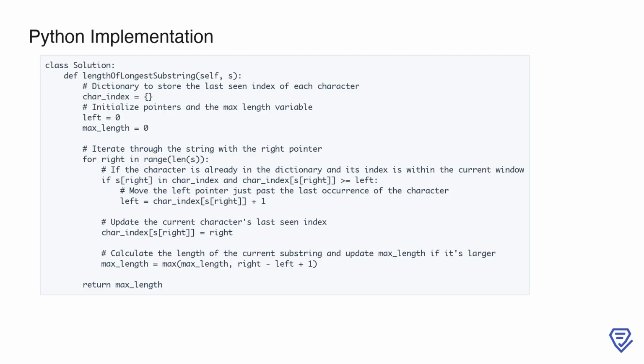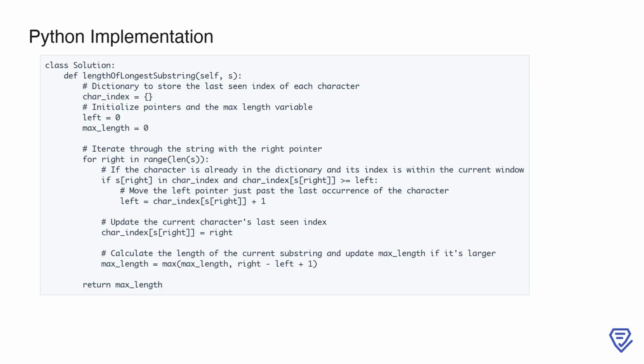sliding window technique. First, we initialize a dictionary char_index to keep track of the last seen index of each character in the input string s. The left pointer is initialized to 0 and represents the start of the current window, while max_length is used to store the maximum length of a substring found so far.